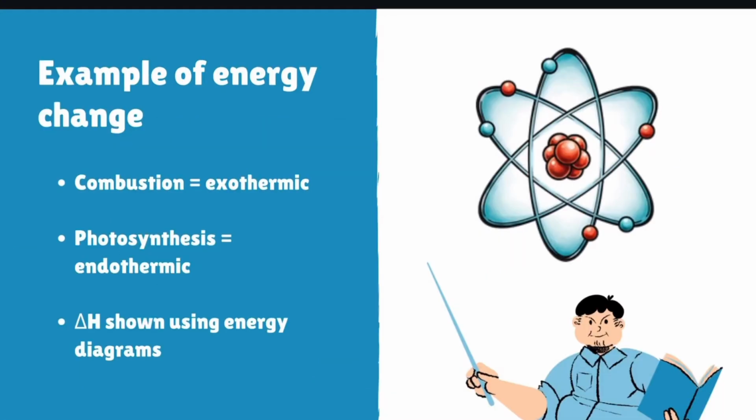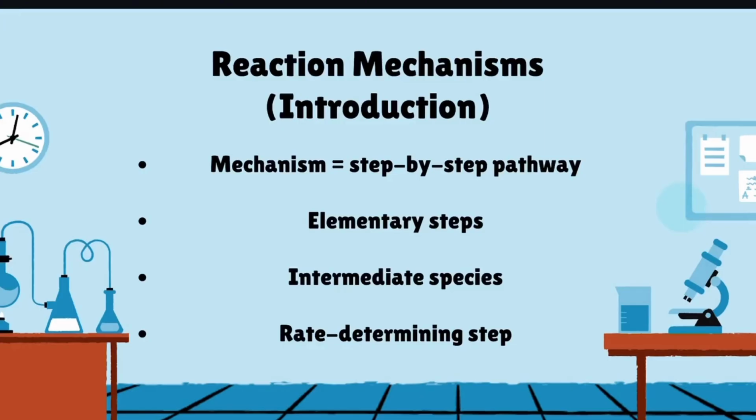Combustion reactions are exothermic because they release heat and light. Photosynthesis is endothermic because it requires energy from sunlight. These examples justify how energy changes affect whether a reaction occurs spontaneously under certain conditions.